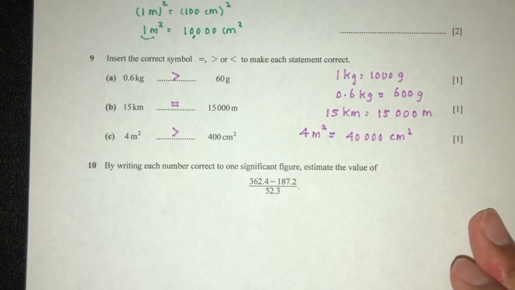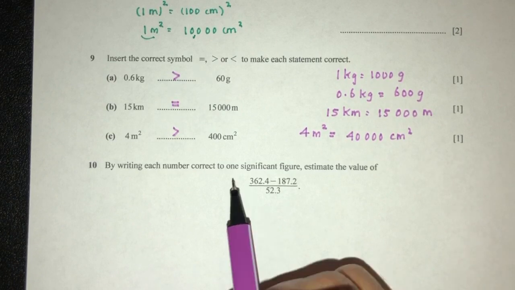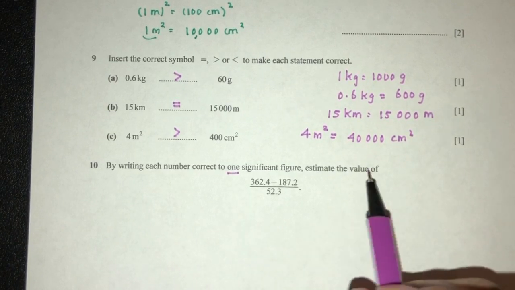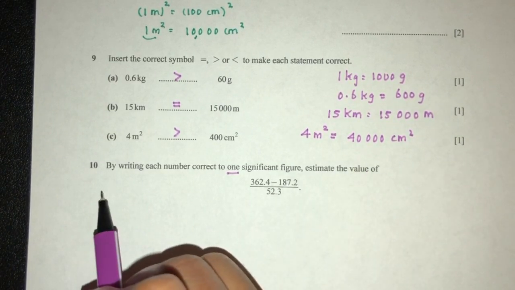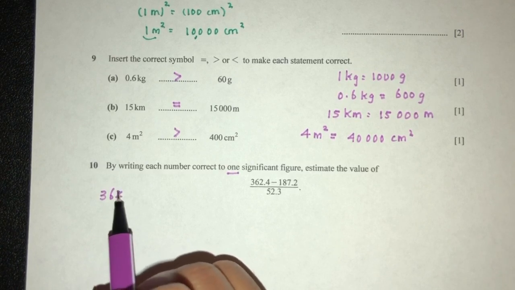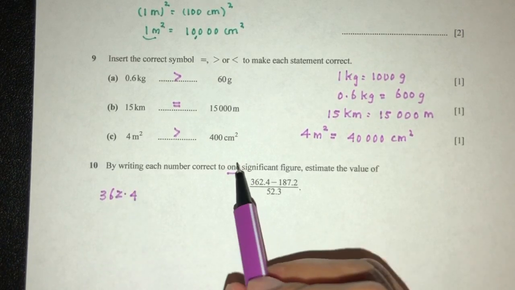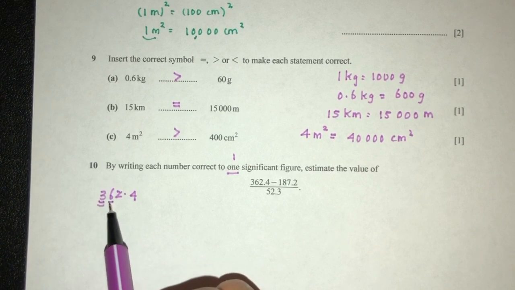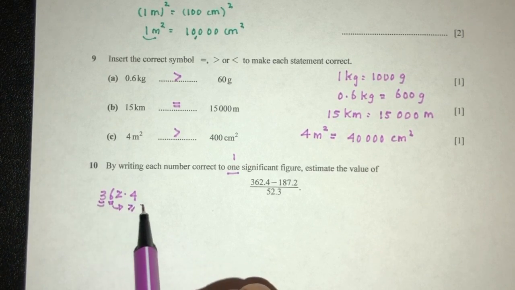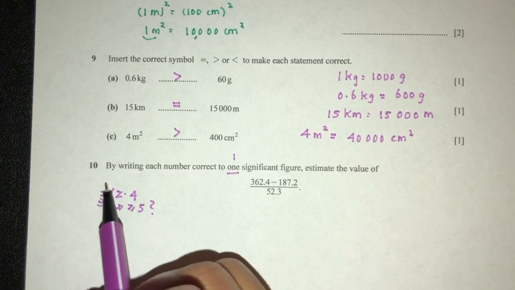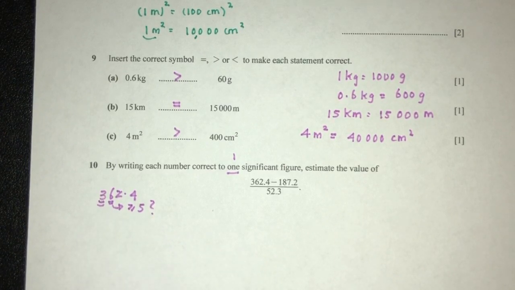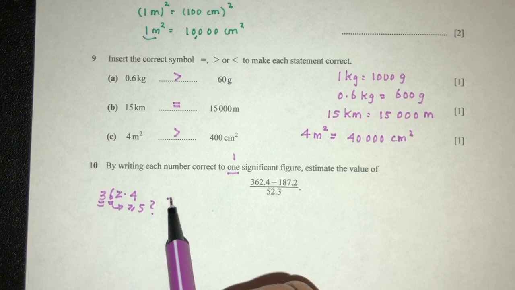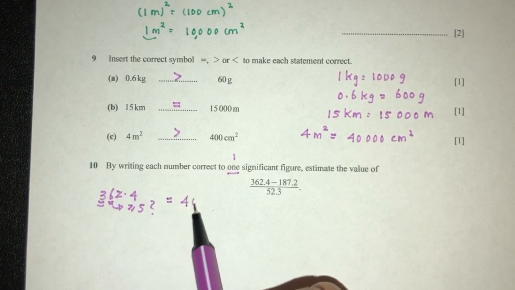Now let's move on to question number 10. By writing each number correct to 1 SF, 1 significant figure, estimate this fraction. Pretty easy. Here we have 3.62.4. Correct to 1 SF, we leave the first one by itself and ask ourselves if the next number is more than or equal to 5. If it is, then we add 1 to the first one. It is, 6 is more than 5. So 3 plus 1 is 4, and the rest becomes 0.